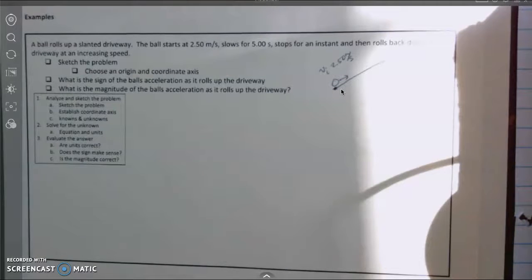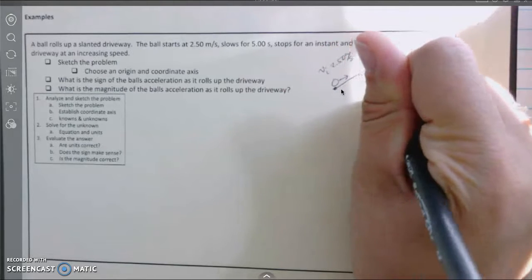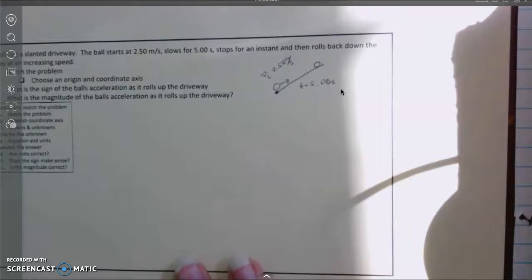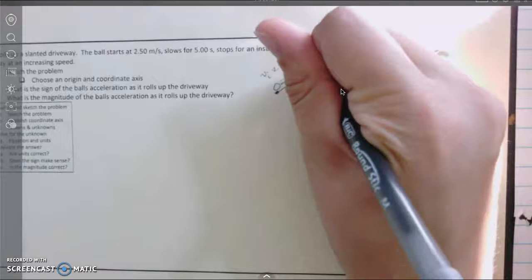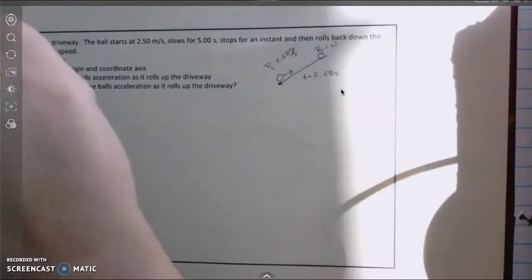And then after a time period of 5 seconds, we've reached some maximum displacement where we come to a stop before the ball then starts rolling back down the incline. And so I would say my velocity here at the top in this moment right before it starts rolling back down the incline is 0. Okay, so I see an initial velocity, I see a final velocity, and I see a final time. This all occurred in 5 seconds.